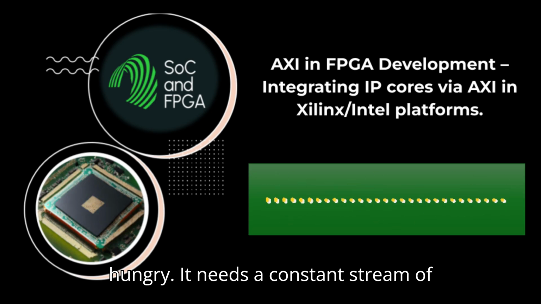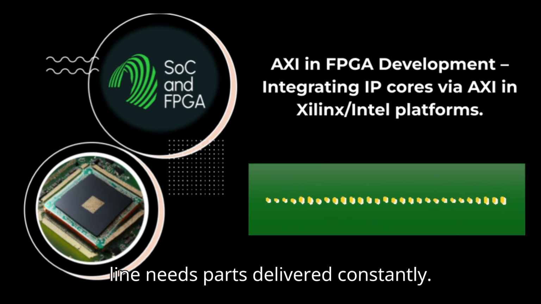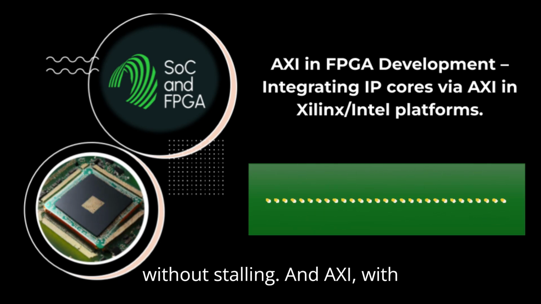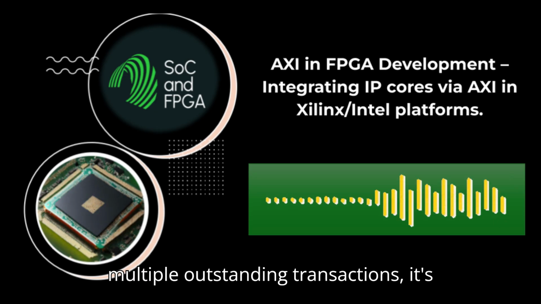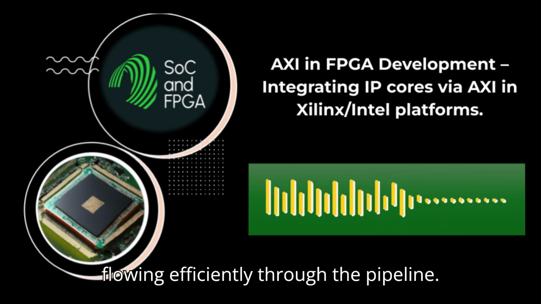It needs a constant stream of input data to keep busy. The assembly line needs parts delivered constantly. Exactly. It requires a high throughput interconnect to constantly feed it data without stalling. And AXI, with its support for burst transfers and multiple outstanding transactions, is perfectly designed to serve this need. It keeps that data flowing efficiently through the pipeline.